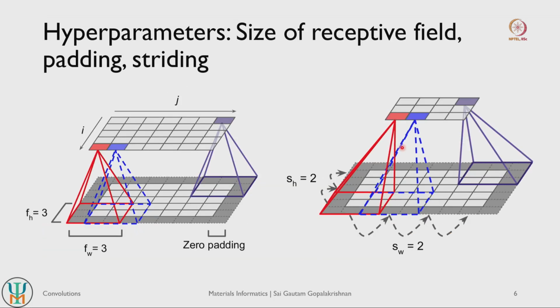Okay, so let's look at some of these hyperparameters, or some of the steps that are involved in a convolutional neural network. The first two are the size of your receptive field and how you stride or pad your data. So what is the size of your receptive field?